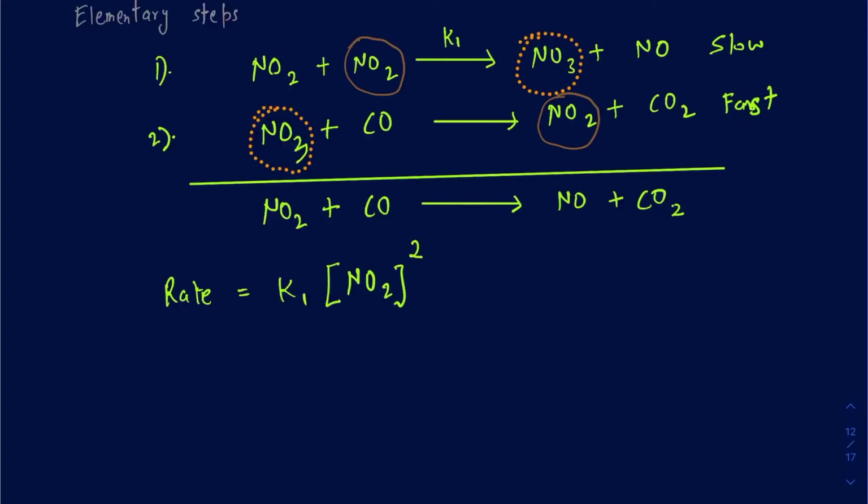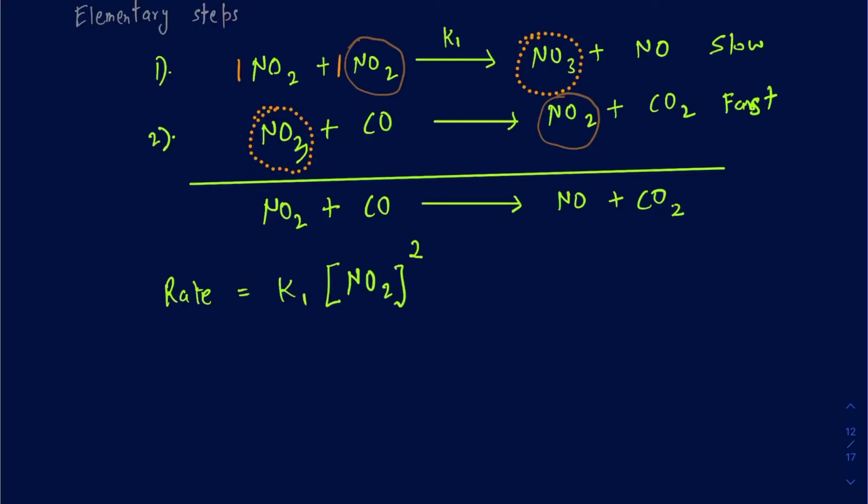Now, why do we take the coefficients here? So we're going to have a coefficient of 1 here and a coefficient of 1 here. So those two together will make the power of 2. Now recall, if you're given an overall reaction, you do not take the coefficients of the reactants as the power when you're writing the rate law expression.